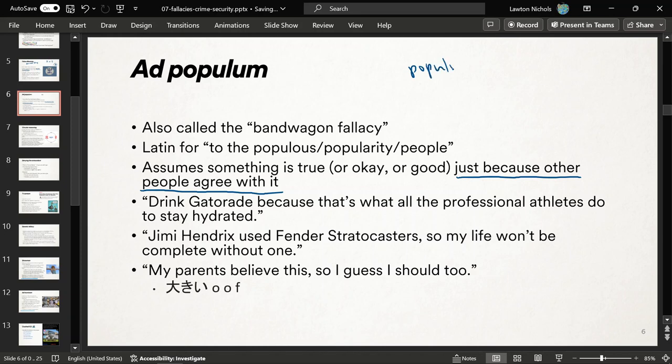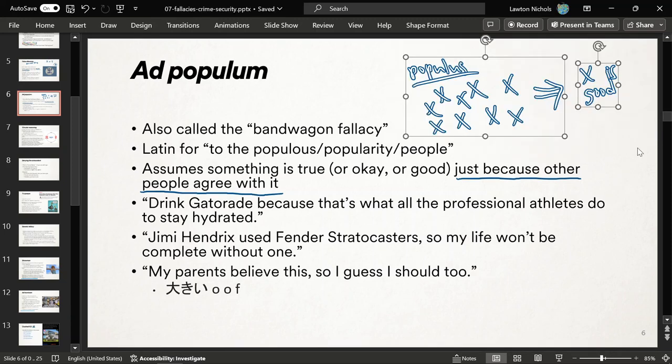Like, here's the populace, the population of people. You've got all these people who think thing X. Like, this person likes thing X. All these people like thing X. There's so many of them. And so the ad populum fallacy is noticing that and saying, oh yeah, X must be a good thing. X is good because all these people like it. Does that make sense? That is a fallacy, of course, because maybe X is really horrible, but all these people were somehow brainwashed into liking it or something like that.